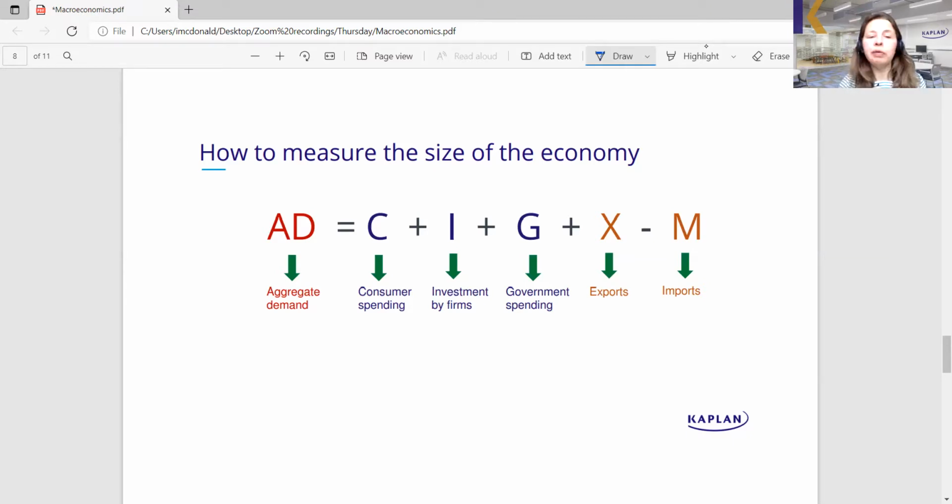So generally, when we measure the size of the economy, we use aggregate demand as the measure. And often you might hear the term GDP, gross domestic product, that is a measure of the size of the economy, the measure of aggregate demand, the volume and value of goods that are being demanded and produced. So our GDP is influenced by what's happening in the domestic economy.